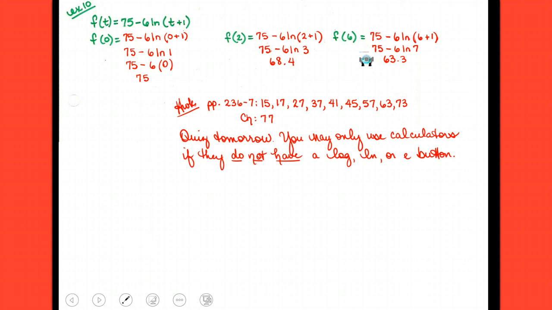All right, so here is our homework on pages 236 to 237.